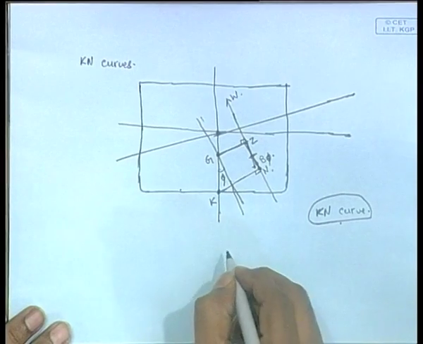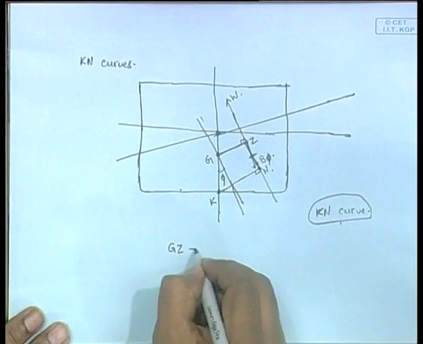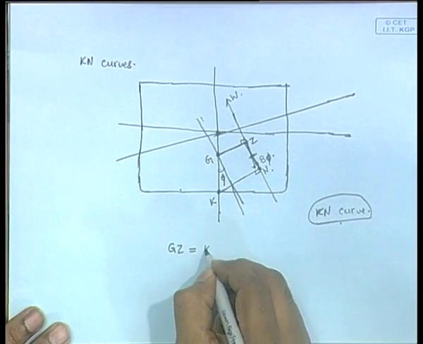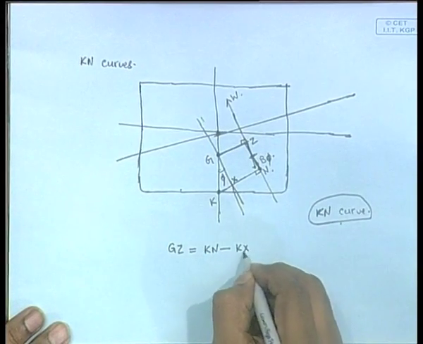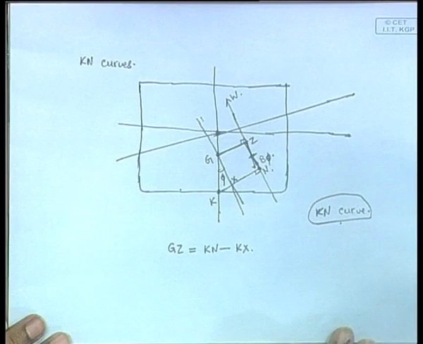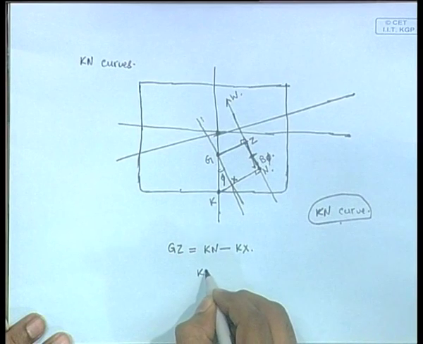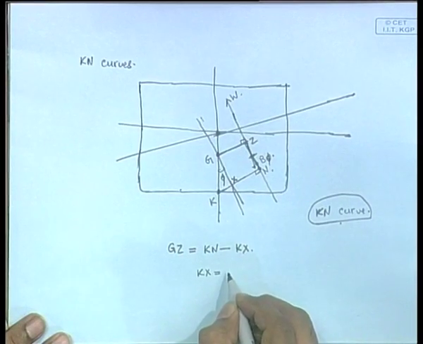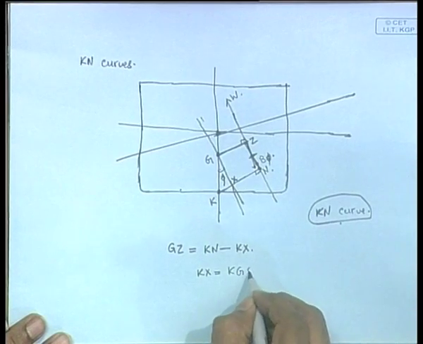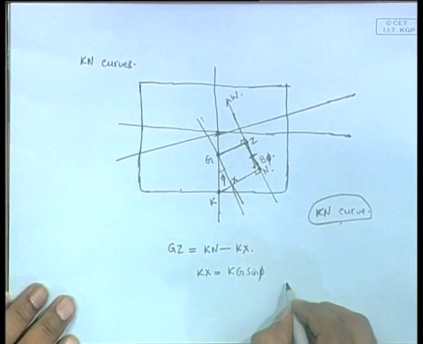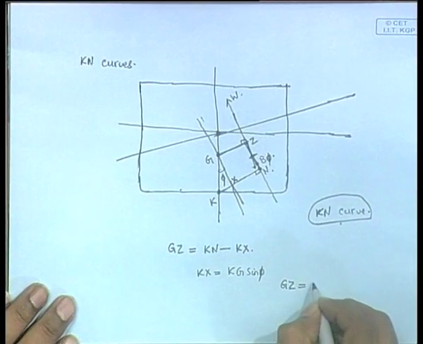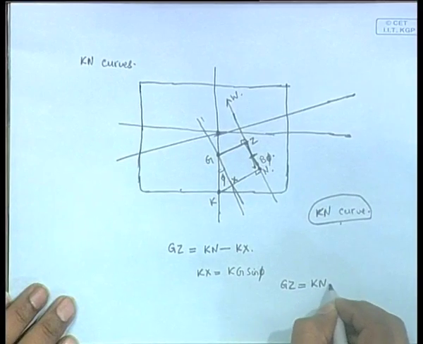Now, just a little bit of derivation. G z is equal to, let us call this point x, K n minus k x, right. G z is equal to K n minus k x, and k x, from the figure you can see directly, is equal to k g sin phi. Therefore, G z is equal to K n minus k g sin phi.